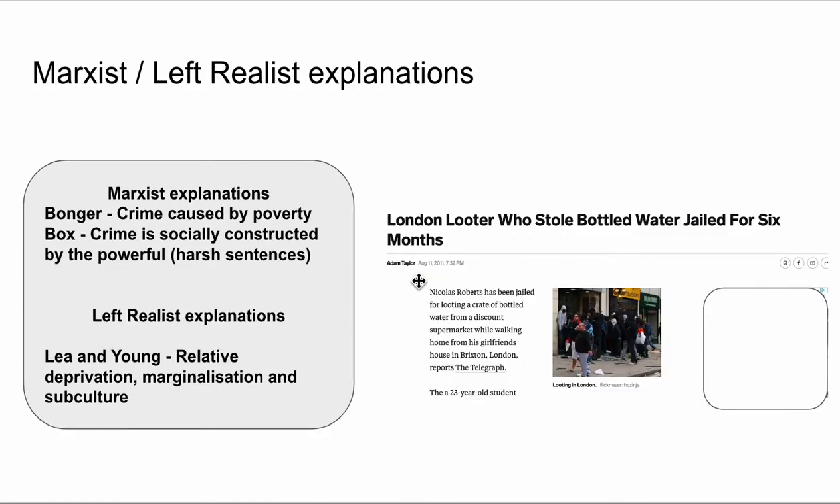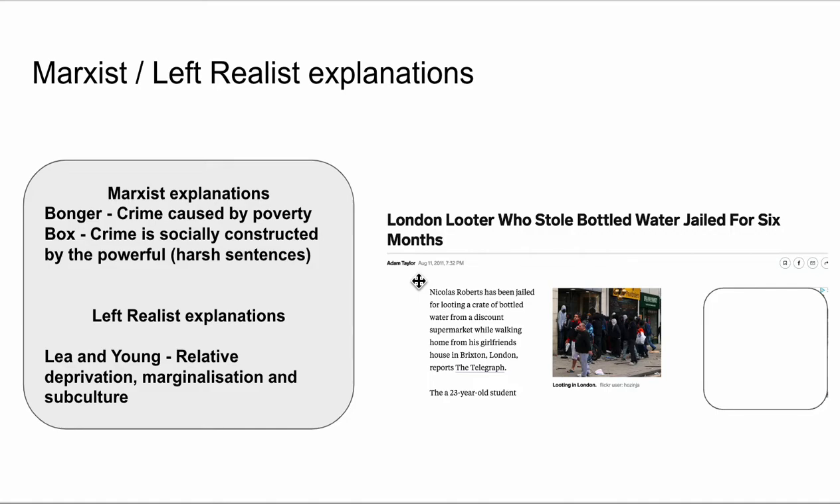So then moving on to Marxist or left realist explanations. In terms of Marxism, Bonger says that crime is caused by poverty. And if you look at the profile of the rioters, a lot of them were from working class backgrounds, so that certainly backs up what Bonger would argue.